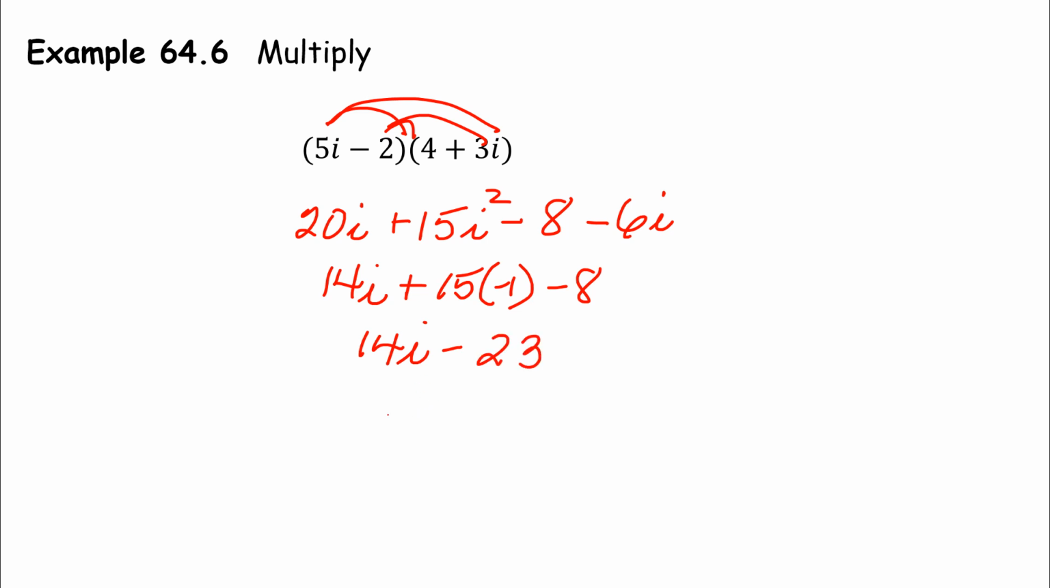So we have 14i plus negative 15 minus 8, so that's minus 23. And now we need to write it in the correct order. Real number first, imaginary number second.